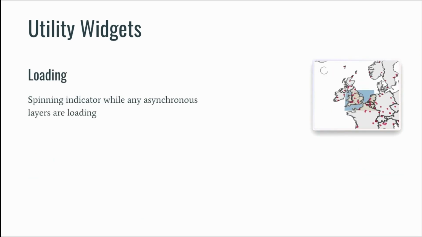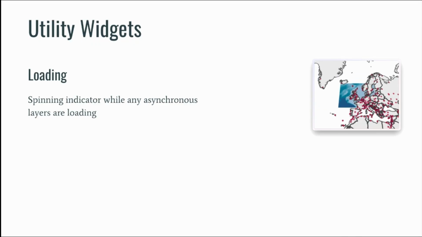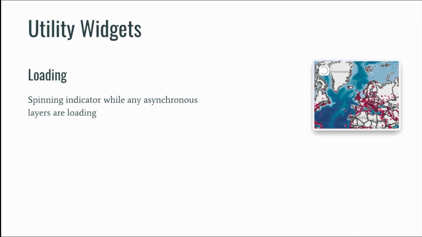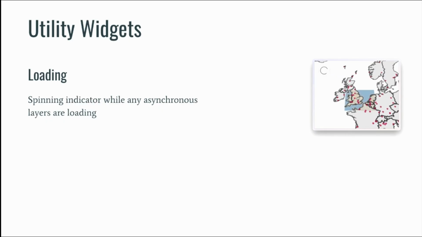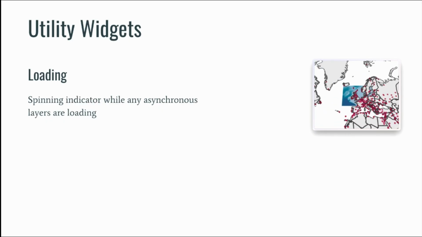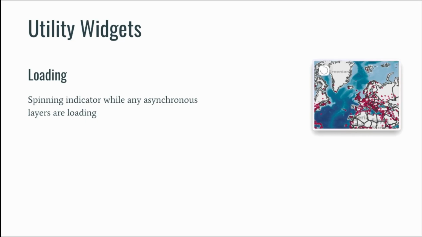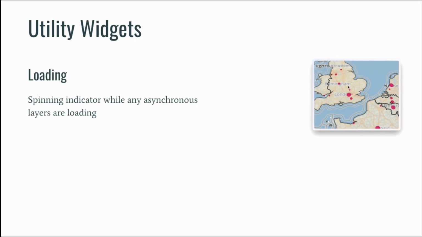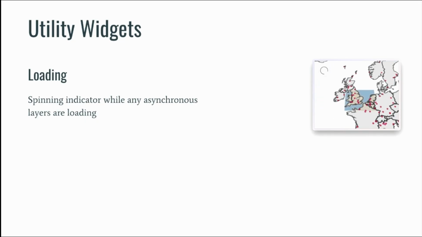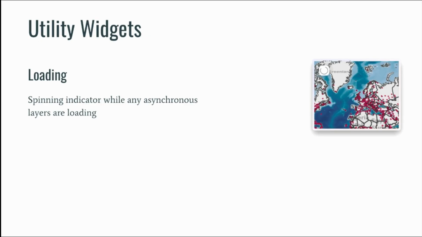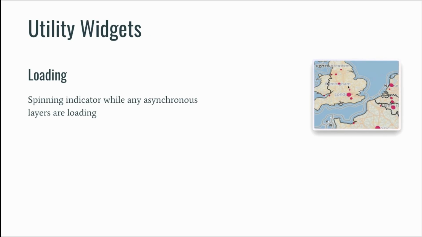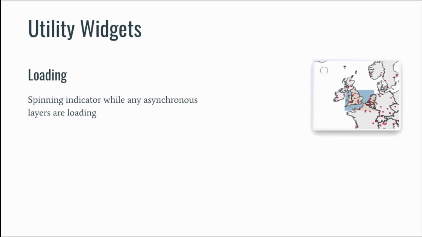And then the last utility widget we have is for loading. DeckGL has asynchronous layers. You can just throw a URL onto many different tile layers and it'll do tiling for you internally. Or if you throw a JSON URL onto a random layer, DeckGL will go and actually fetch that data. The loading widget, whenever it sees that Deck is loading something, puts a spinner on there so that you know that it's not broken.